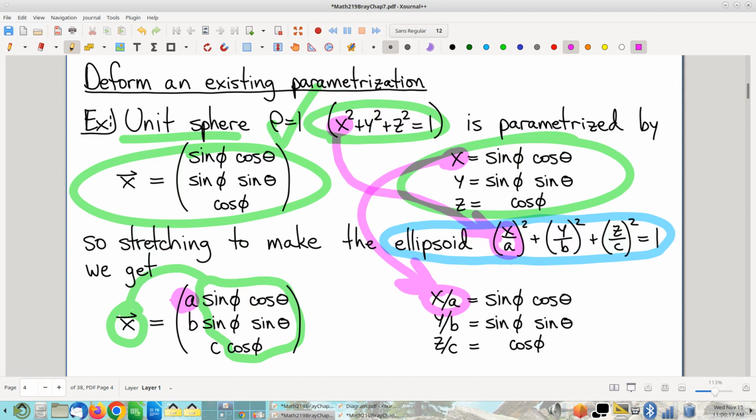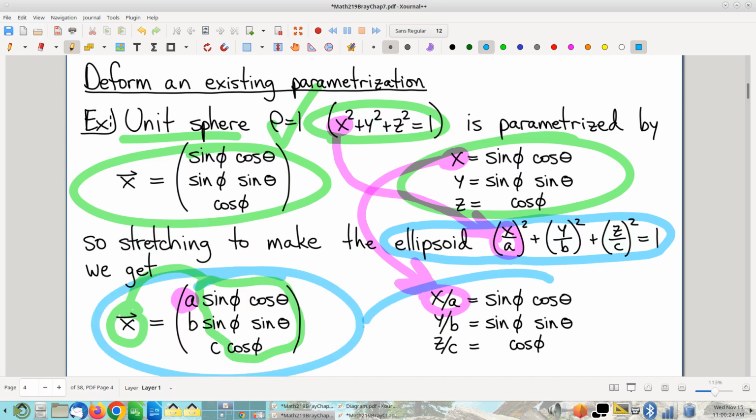So that's your other option. Either one of these, take your pick, results in a perfectly good parameterization for your ellipsoid. In fact, they result in the same parameterization for your ellipsoid. You'll notice that if x is equal to a sine phi cosine theta, that's the same as x over a equaling sine phi cosine theta. Just take the a here and move it to the other side of the equation. It's the exact same result. So two different perspectives on the same idea.